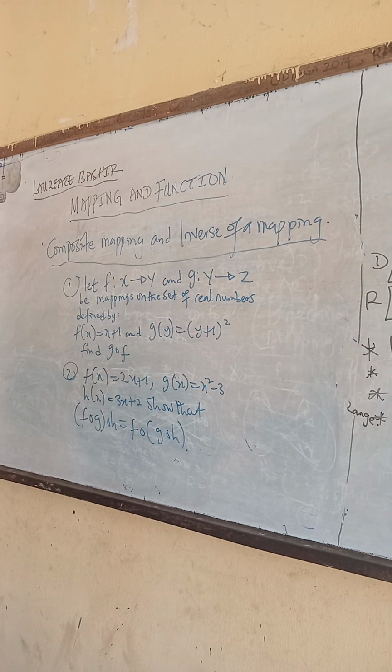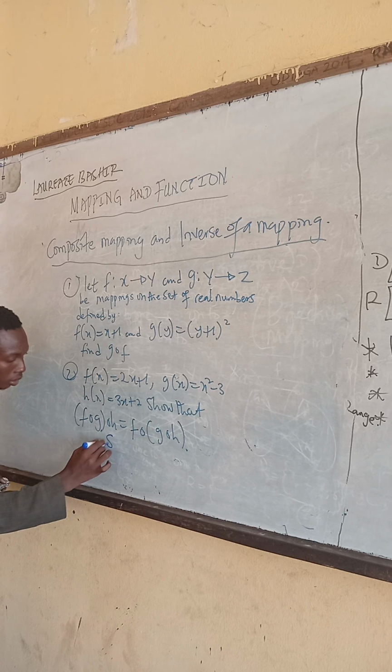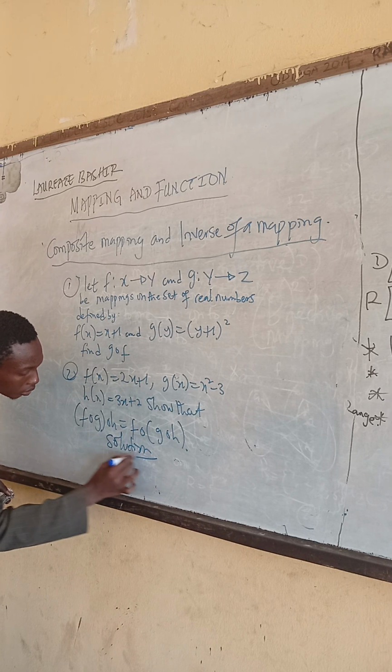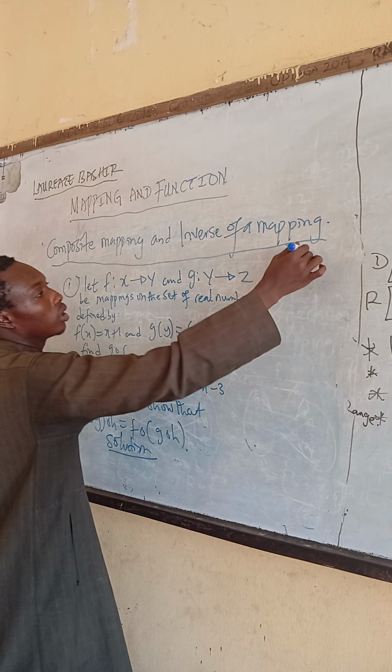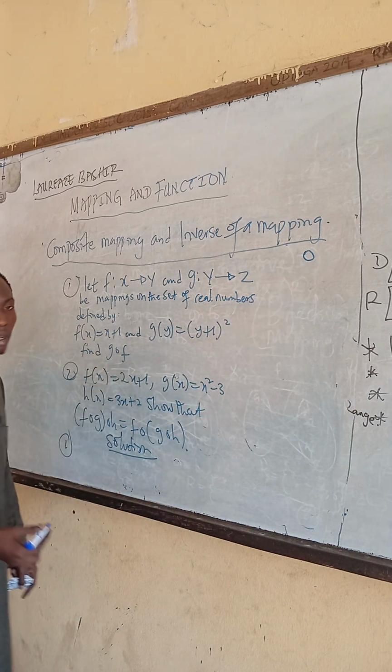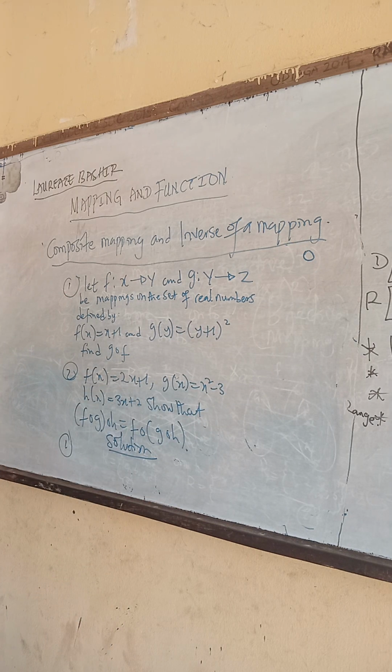Now for the first one, we said let all these be mappings on the set of real numbers defined by f of x equals x plus 1, g of y equals this. You now have to find g composite f. In mapping, this symbol is always used to represent composite mapping. So how do you find g composite f? This is the meaning. G composite f simply means you are writing g first.